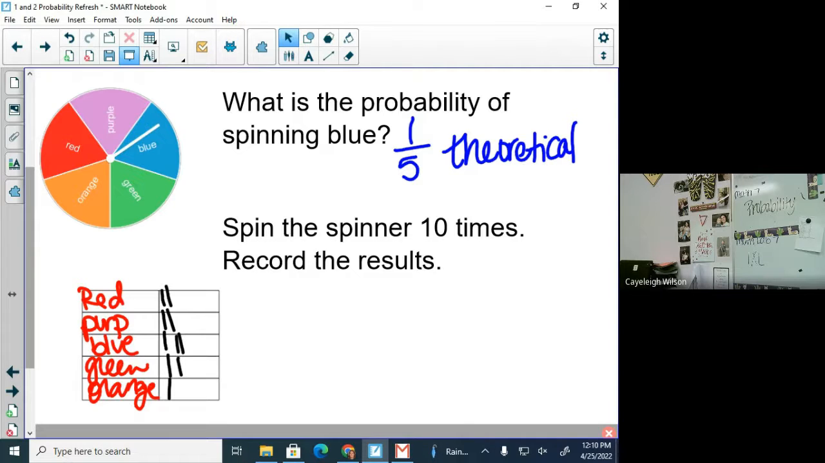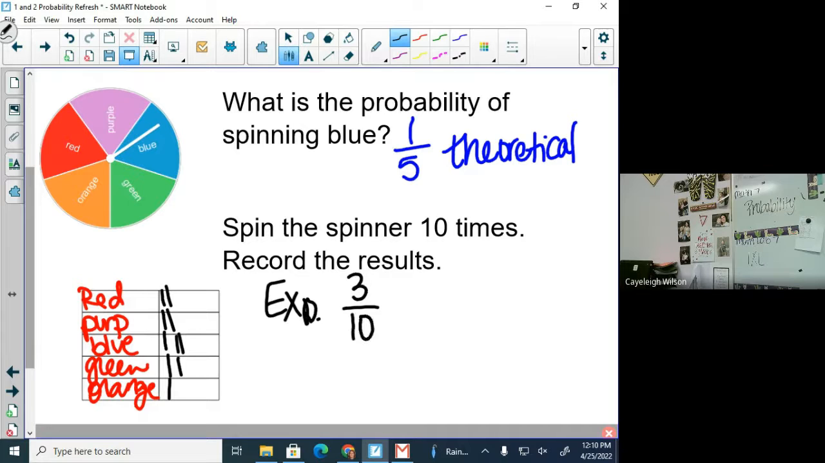All right, now look at the question. Oh, I didn't have a question. So I spun the spinner 10 times. Now, this is experimental probability because I actually did it. This is what I actually found. What would be the probability out of these 10 times that I got blue? 3 out of 10. So my experimental probability is 3 out of 10. Everybody agree? So the difference between theoretical and experimental: theoretical is what I thought it should have been. Experimental is what it actually was.